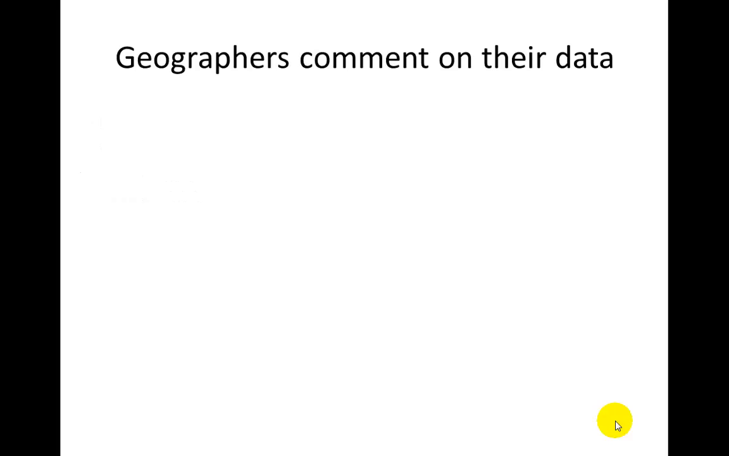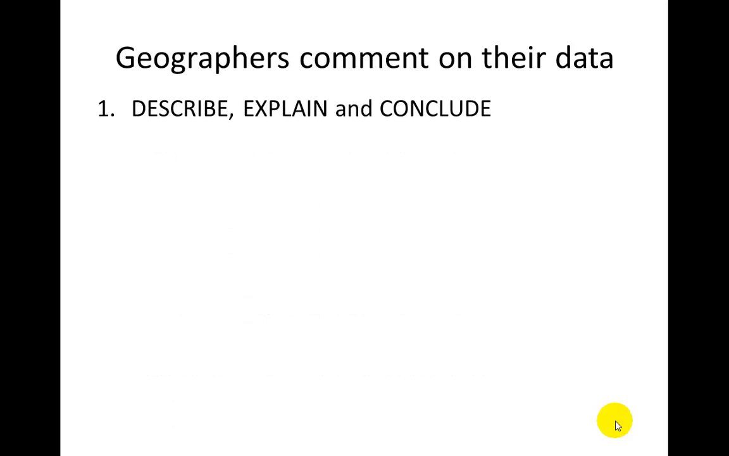In order to make their data valuable, geographers must comment on it. If you don't comment on your data, it is simply in your project as a decoration. When you're commenting on your data, you need to do 3 things: describing, explaining and concluding.